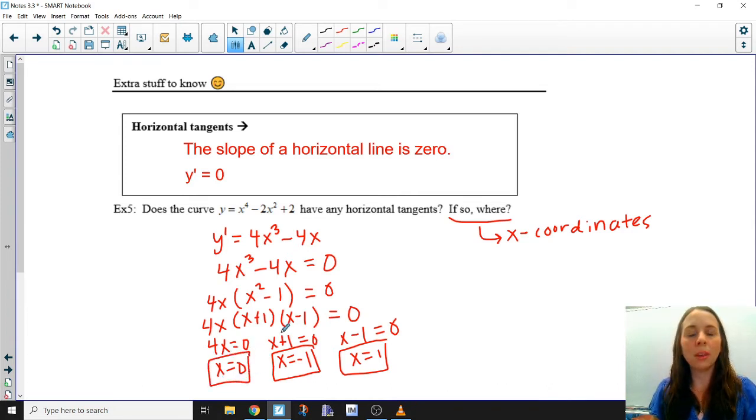That's all. So like I said, basics for now. You're just going to be asked simple questions like, does this function have horizontal tangents? If it does, where are they? And this is the process that you're going to take. We will do a lot more with this later on when we move into applications of derivatives in chapter 4, like I said.